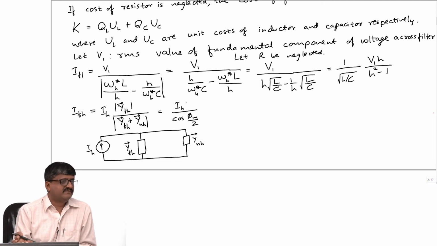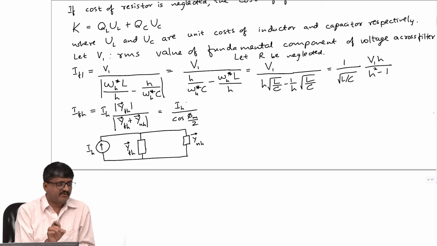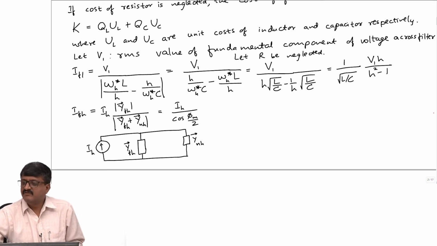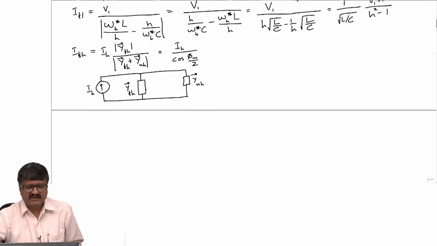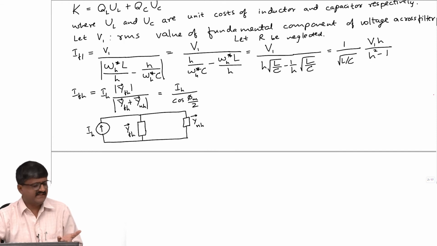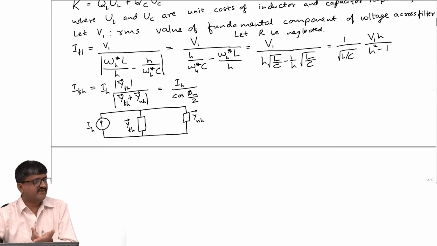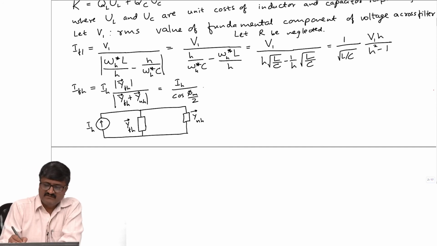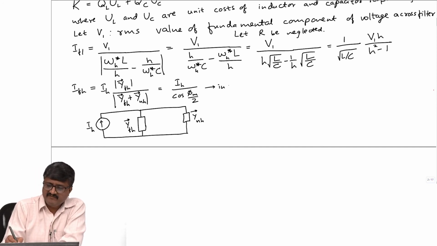Is that clear? So, IFH is not dependent on the unknown quantities L and C, only IF1 is dependent. So, what I will do is, wherever there is IFH, I will retain it as it is. Just now we showed that it is a constant, and it is independent of L and C.